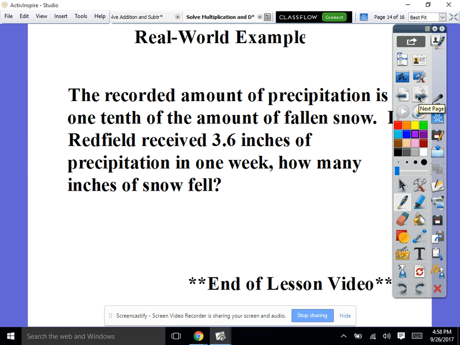And last question, the recorded amount of precipitation is 1/10 of the amount of fallen snow. If Redfield received 3.6 inches of precipitation in 1 week, how many inches of snow fell? So recorded amount of precipitation, let's say P equals 1/10 of times the recorded amount of precipitation is 1/10 of the amount of fallen snow.